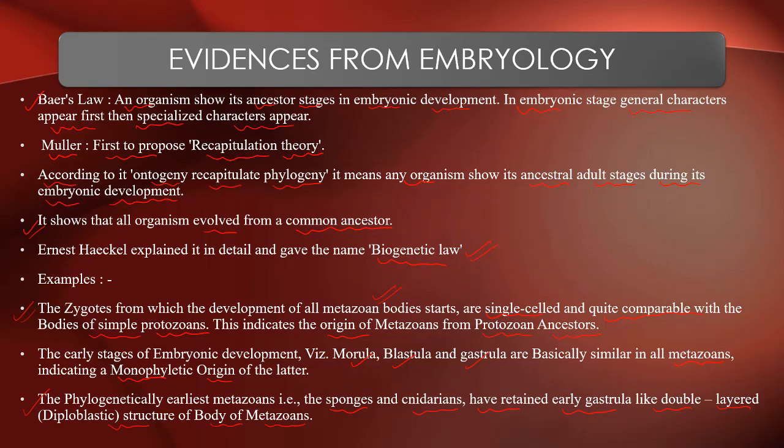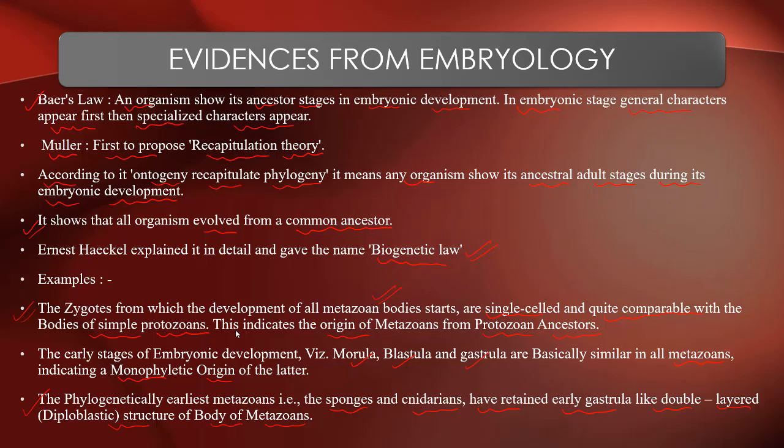So Baer's law says that an organism shows its ancestral stages in embryonic development, and in embryonic stages, general characters appear first and the specialized characters appear afterwards. Then ontogeny repeats phylogeny was first proposed by Muller but settled by Ernest Haeckel in the form of the biogenetic law. These were some evidences which help you understand how organisms in their embryological stages resemble some of the less developed organisms and their characters.